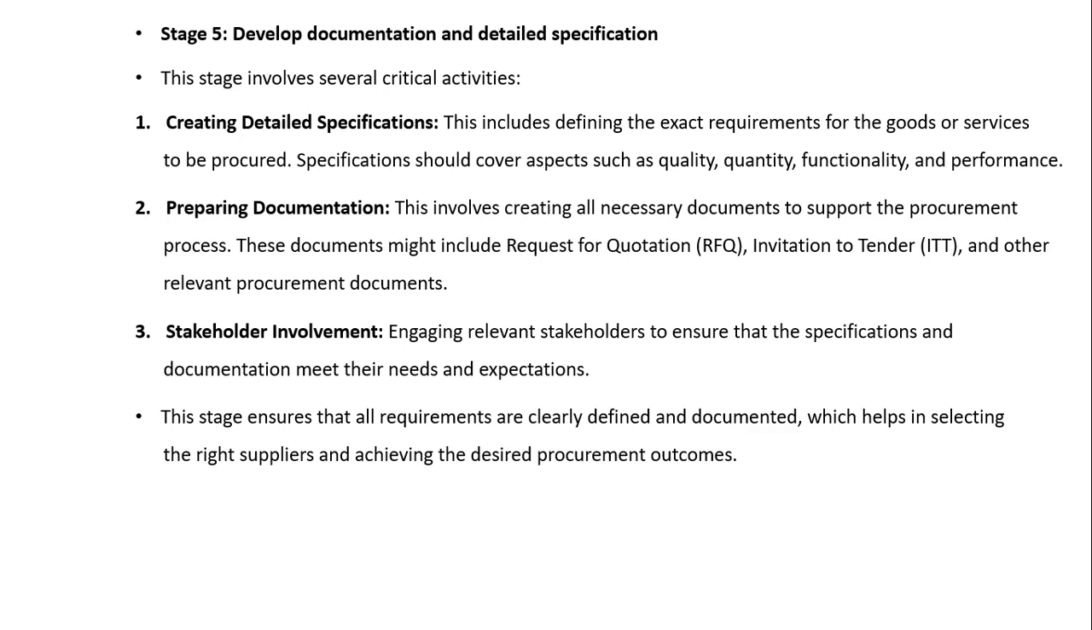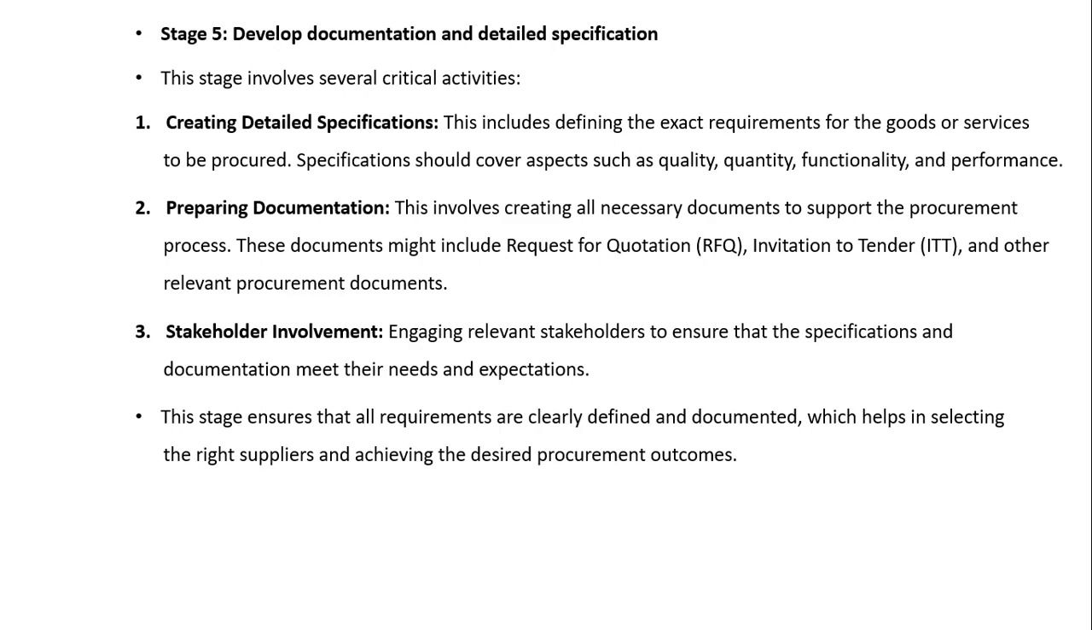Stage 5. Develop documentation and detailed specification. This stage involves several critical activities. 1. Creating detailed specifications. This includes defining the exact requirements for the goods or services to be procured. Specifications should cover aspects such as quality, quantity, functionality, and performance.